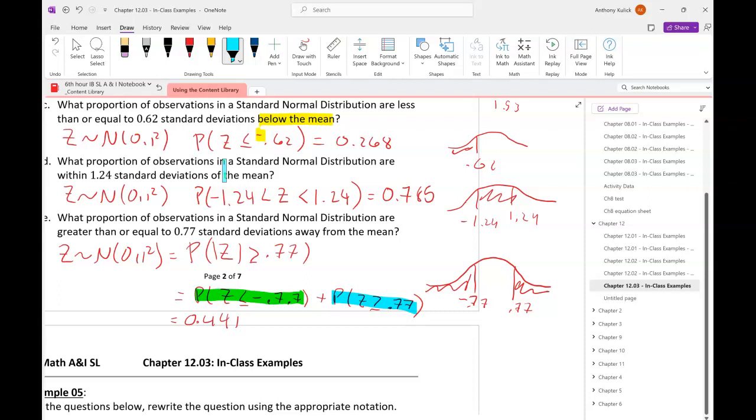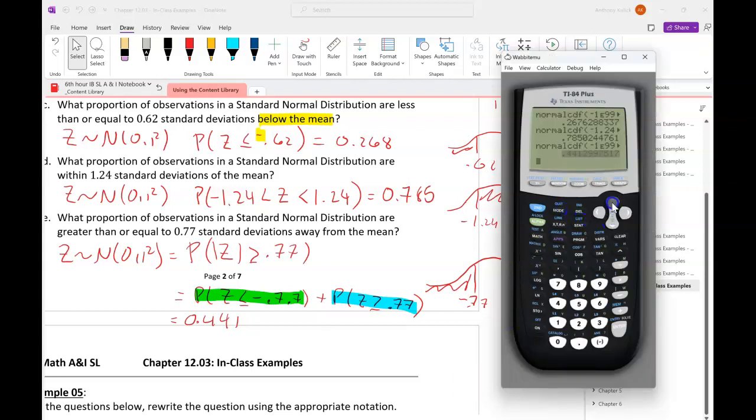Let me give you a hint. Your normal distribution curve is symmetric, so they should be the same probability. And I think if we did this on our calculator and just did one of them, that's exactly what we would find. So I'll just delete down and just do one of them.